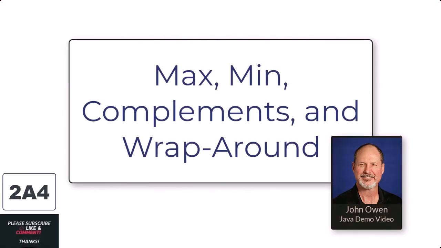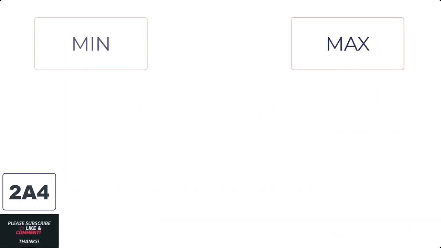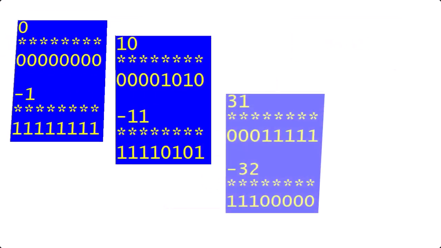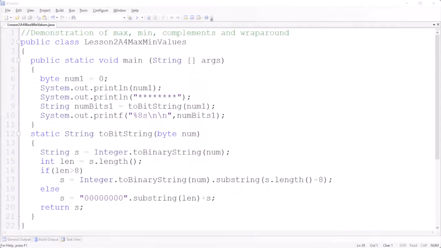In this lesson, we will dive deeper into the discussion of maximum and minimum values associated with the integer family of data types, focusing mainly on the byte data type. We'll start with a quick discussion on how these integer values are stored in memory, specifically as strings of bits, using this Java program to help you see what's going on.